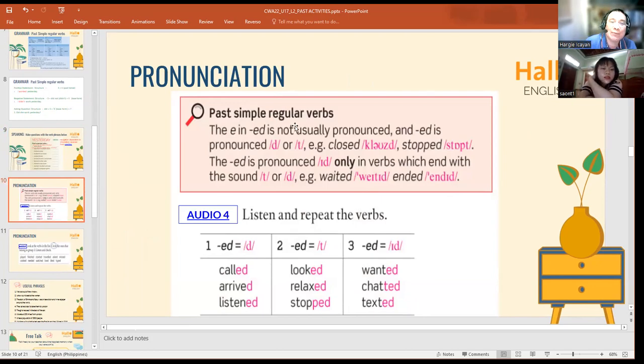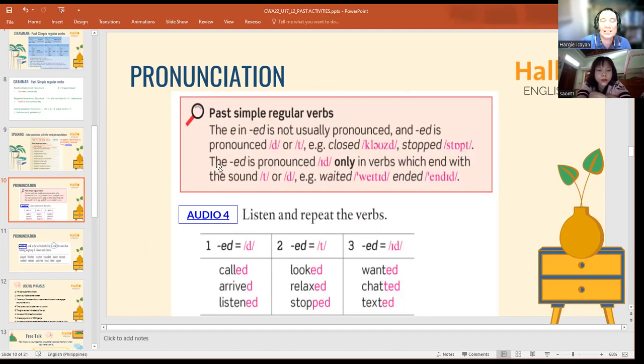Past simple regular verbs. The E in -ed is not usually pronounced, and -ed is pronounced as D or T. For example, we say closed, and then stopped. We do not say stop-ped, it should be pronounced with the T, stopped.